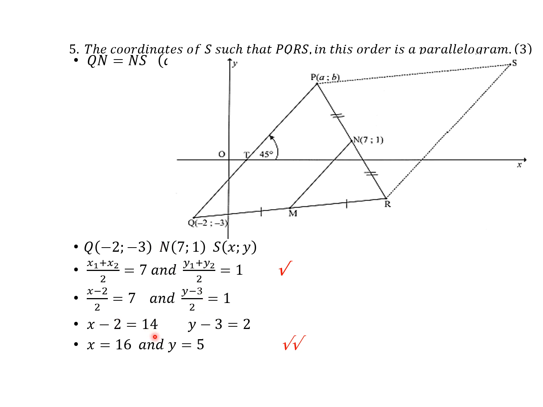2 times 7 gives me 14, leaving behind x minus 2. Take negative 2 over, 14 plus 2 gives me 16. Then y minus 3, 2 times 1 equals 2. Take negative 3 over, 2 plus 3 gives me 5. So the coordinates of S are (16, 5). So 1 mark for substituting the midpoint, 2 marks for my answer. I hope you follow and understand.